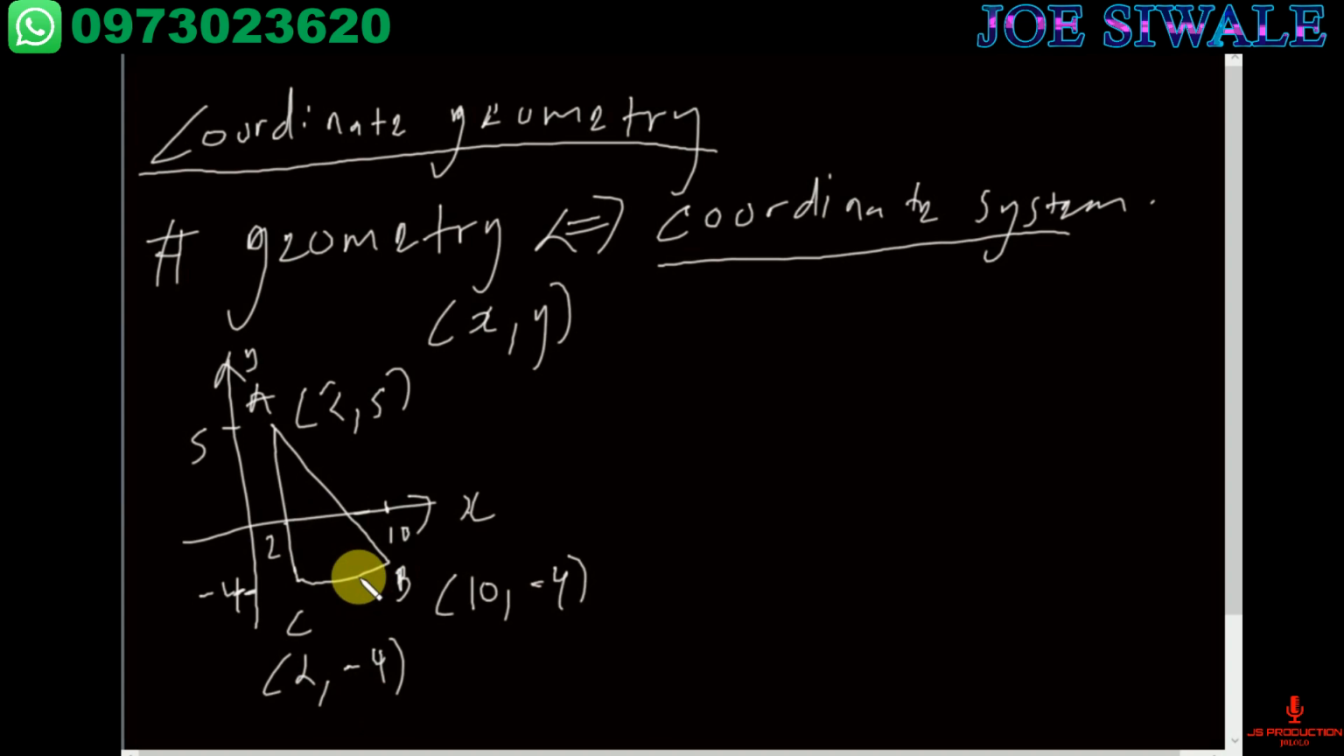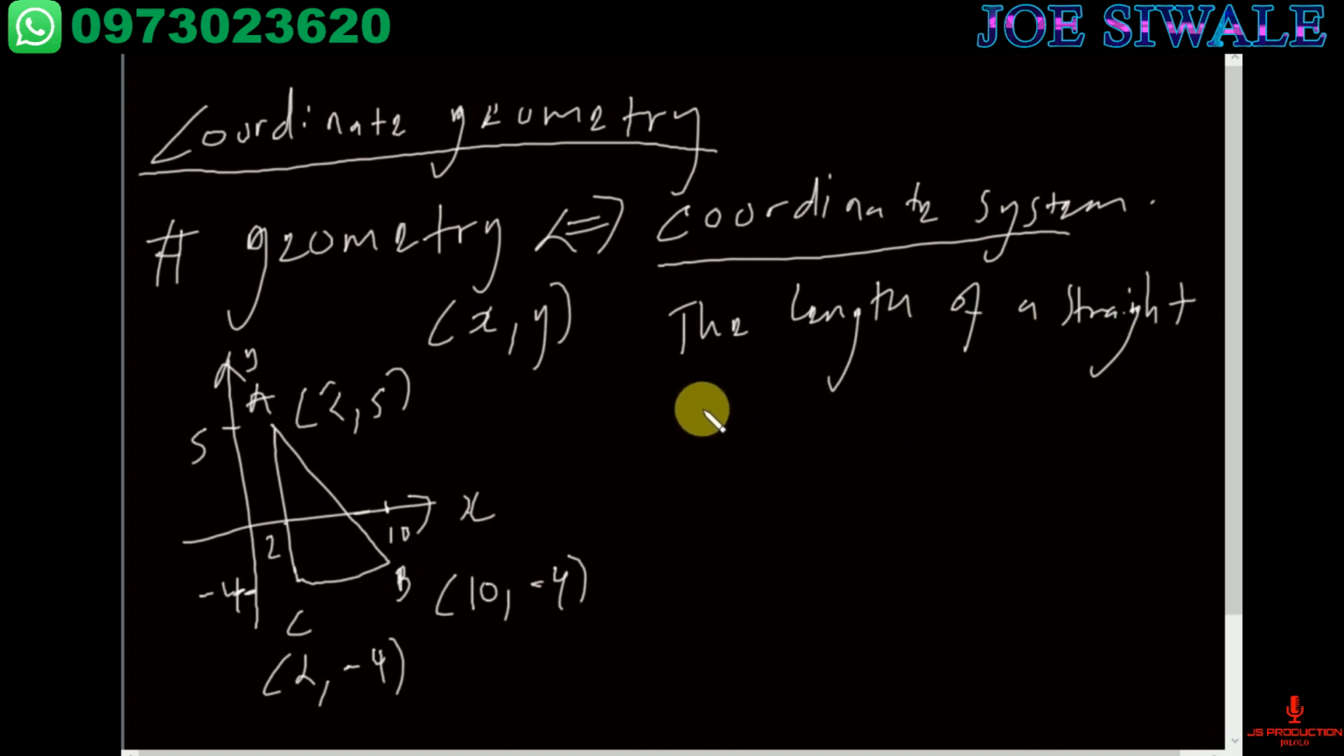So these are the coordinates of these points, and this is going to take us to our first subtopic, which is calculating the length of a straight line between 2 points. And the first thing that I'm going to show you is how we get this formula.